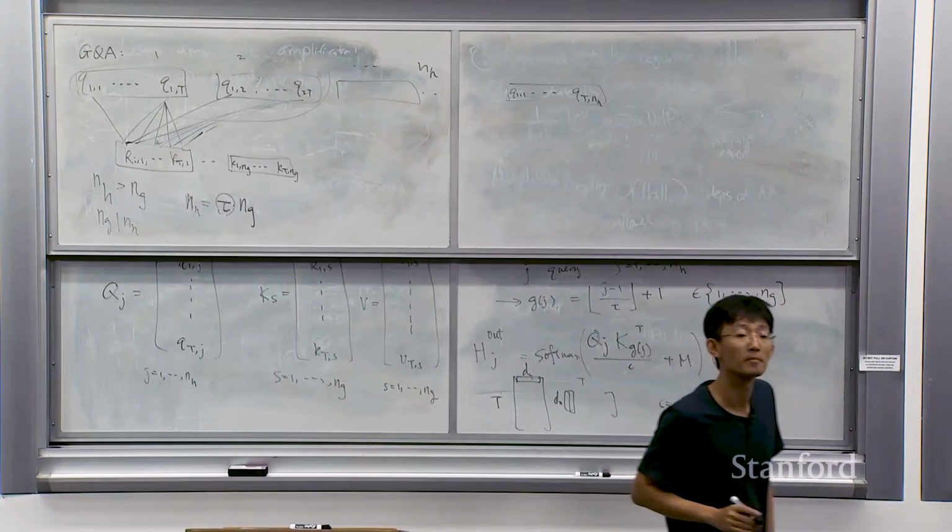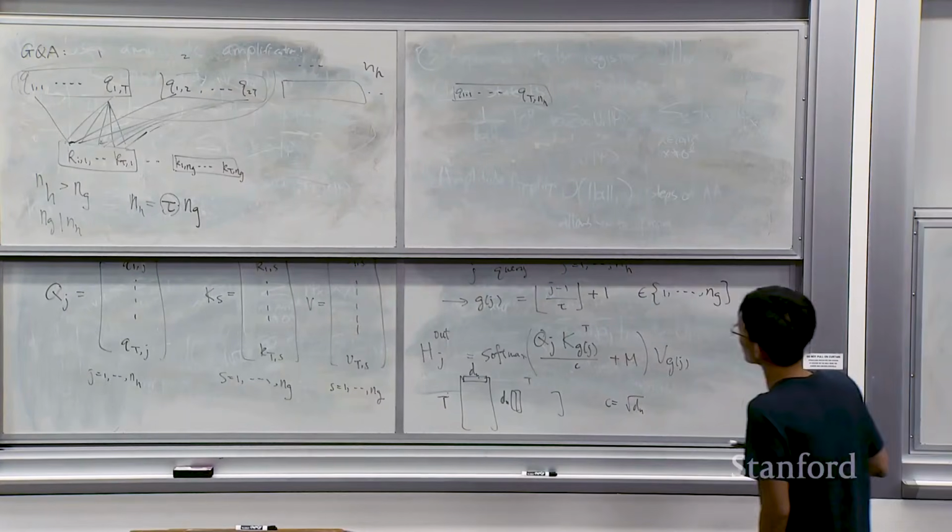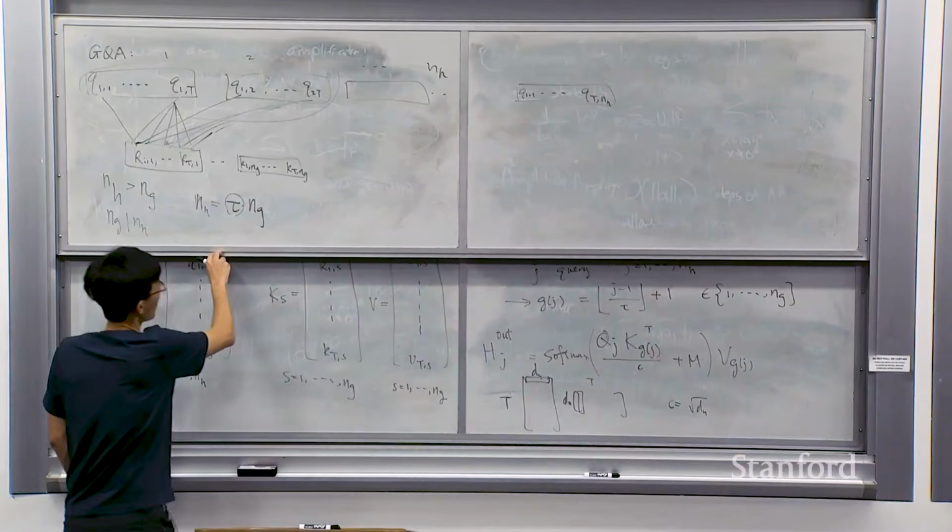How do you select the value of tau? The value of where's tau? Oh, tau is here. This is just a parameter.